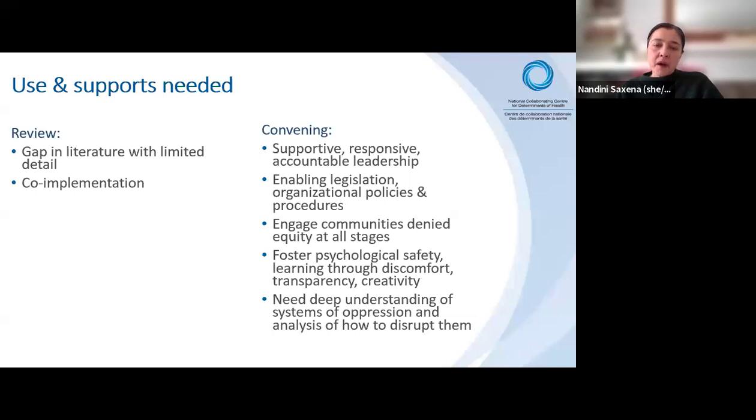Another key theme that came up was around organizational culture and really the need for organizations to foster and sustain psychological safety and to sustain environments where there is space for people to learn through discomfort, and that organizations are transparent and create space for creativity for this kind of work to happen. And then finally, another theme that also emerged around use was a requirement to have a deep understanding of the systems of oppression and a critical analysis of how to disrupt those systems.